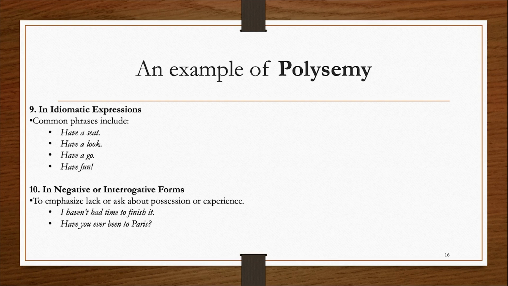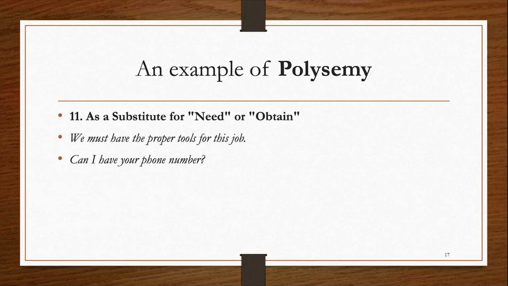Ninth, in idiomatic expressions. Common phrases include have a seat, have a look, have a go, or have fun. And tenth, in negative or interrogative forms, to emphasize lack or ask about possession or experience: I haven't had time to finish it, or have you ever been to Paris? The last one, as a substitute for need or obtain: we must have the proper tools for this job, or can I have your phone number? Like this. So that is polysemy. That's a quality of language, a characteristic trait where one word can have different meanings in different contexts.